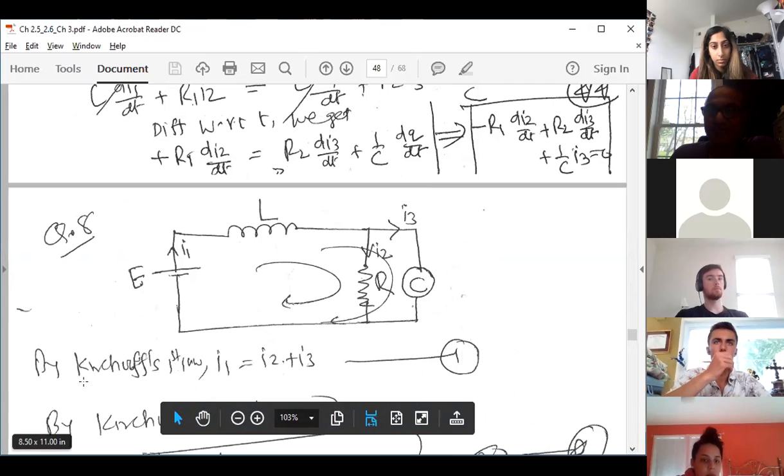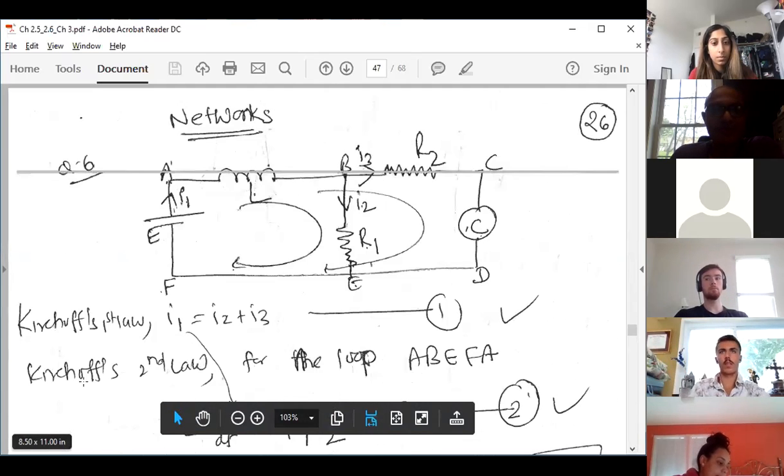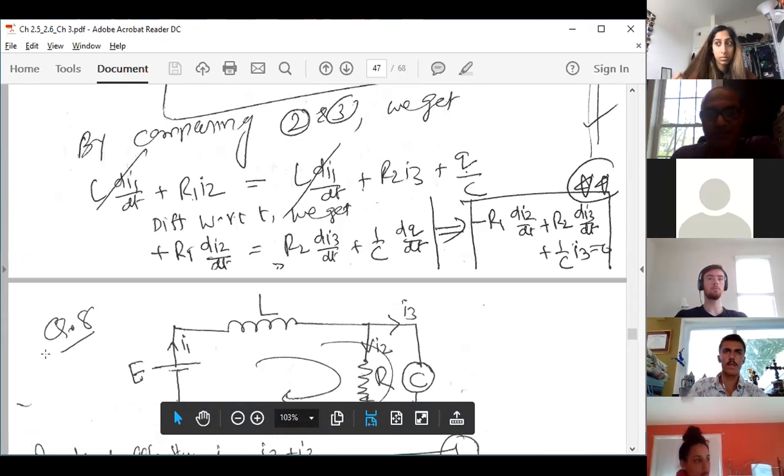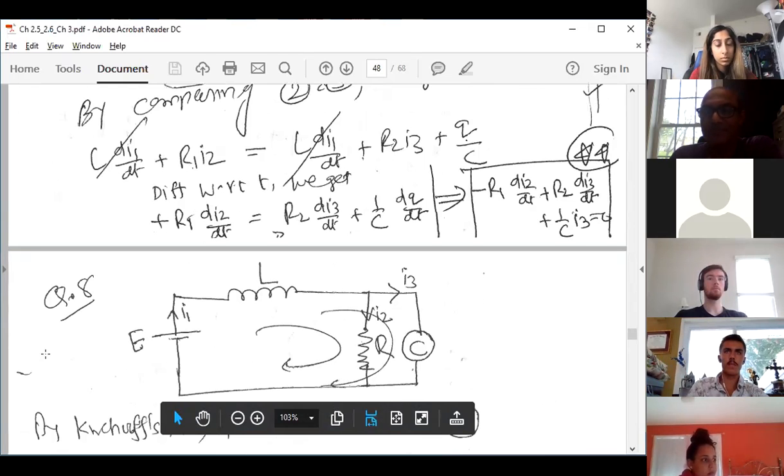Question number 8. This was question number 6. Question 7 is really very easy. Just try it. If you're not getting it, let me know. I will prove it for you. Question number 8. Again, this circuit is given to us. Two loops are there. Current I1 is bifurcated into two parts, I2 and I3.